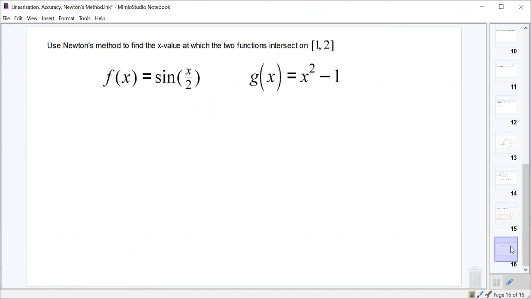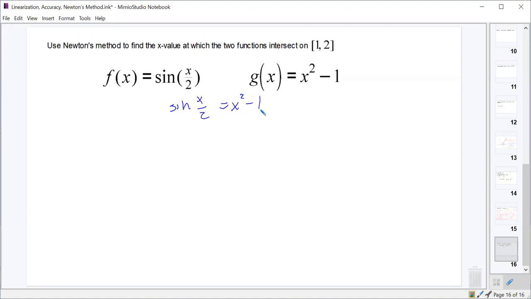Let's figure out where these two functions intersect on the interval between 1 and 2. So this time, since I've given you an interval, you don't really need to show me how you got your first guess, since you know you're going to guess something between 1 and 2 to start with. So how do we determine where the two functions intersect? What should we do? Set them equal to each other. Yep, so we'll just say sine of x over 2 equals x squared minus 1.